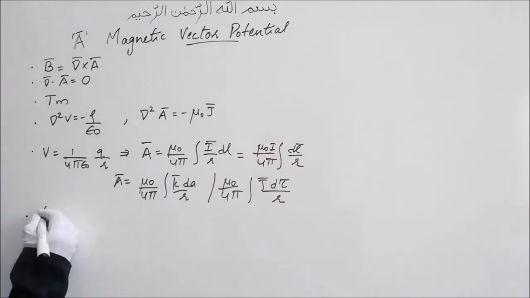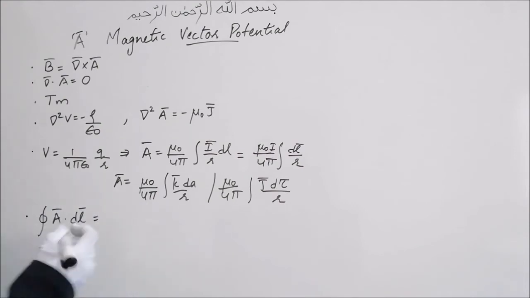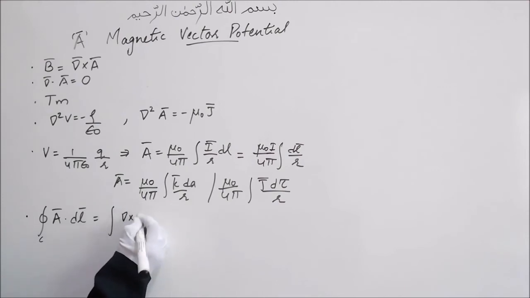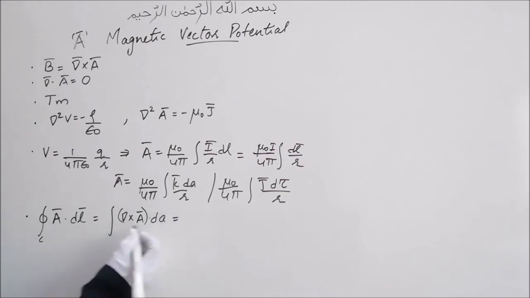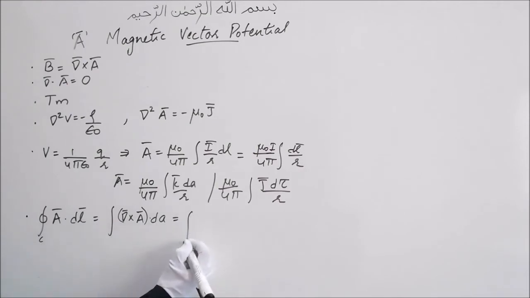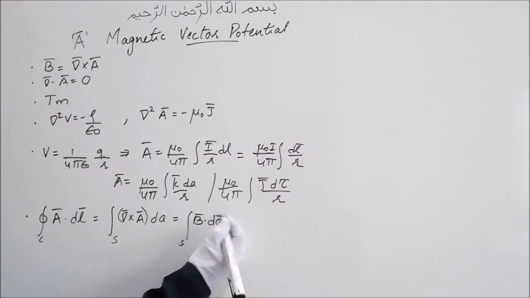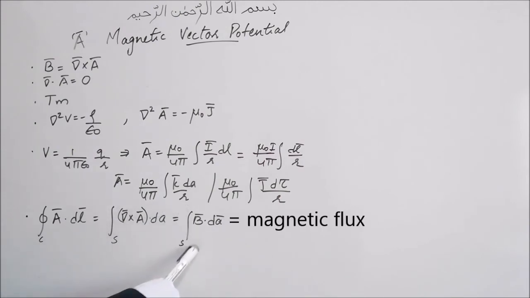Now, if we consider the closed integral of A bar dot dl bar, then using Stokes' theorem, over this curve C, we'll have the surface integral of del bar cross A bar dot dA bar. But del bar cross A bar is nothing but B bar. So this will again be over the surface, B bar dot dA bar. So here we have this formula: closed integral A bar dot dl bar is equal to the surface integral of B bar dot dA.